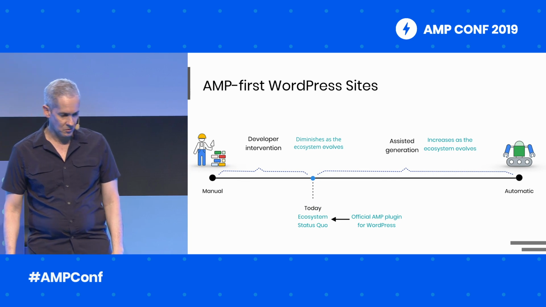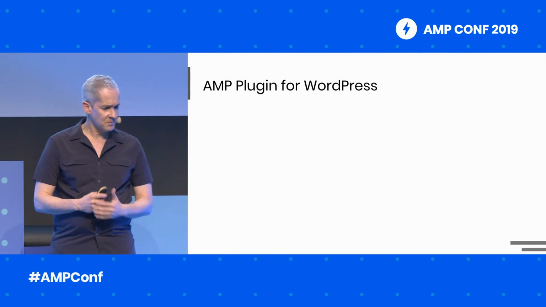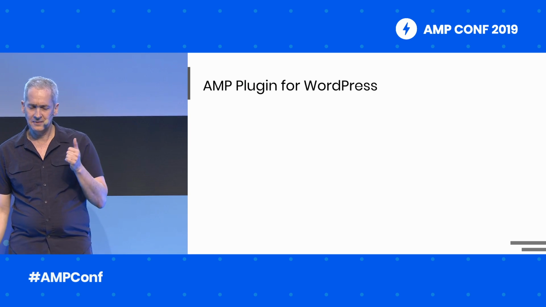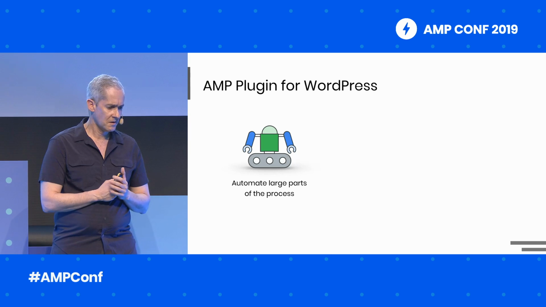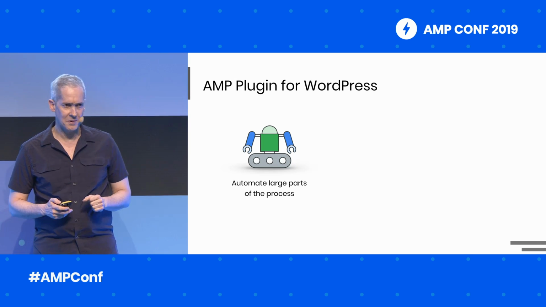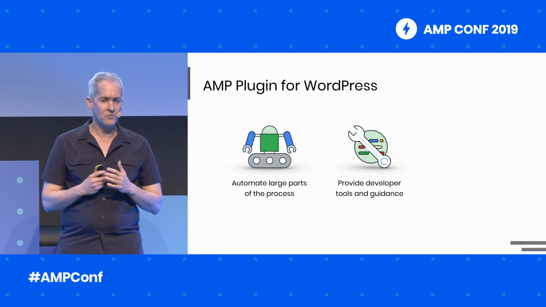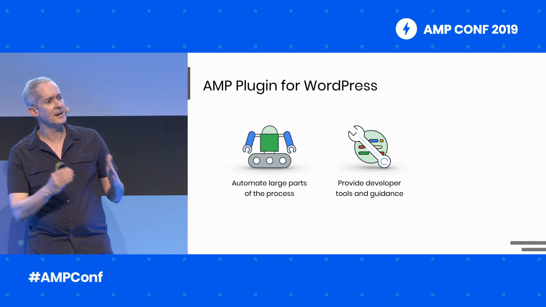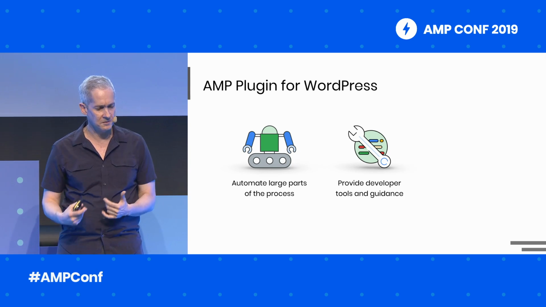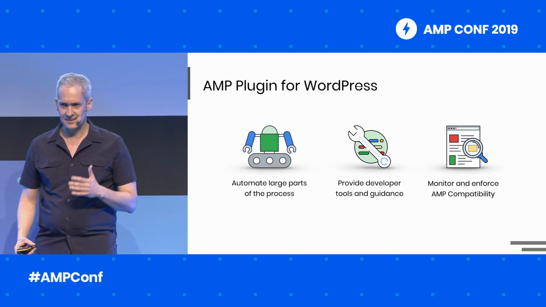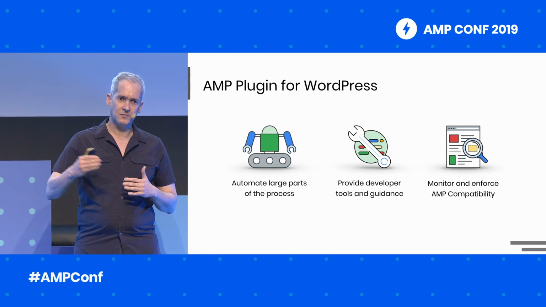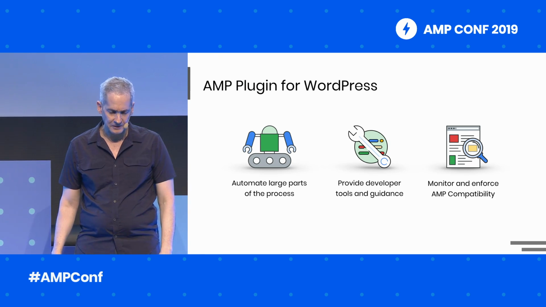Now, a key enabling technology influencing the compatibility status of the WordPress ecosystem is the official AMP plugin for WordPress. The official AMP plugin for WordPress is an extension to the WordPress platform that plays three main roles. It automates large parts of the process of generating AMP content on the platform. It provides developer tooling and guidance for helping developers on the parts that they have to do themselves. And it also acts as a monitor and enforcer as sites evolve to maintain AMP compatibility.